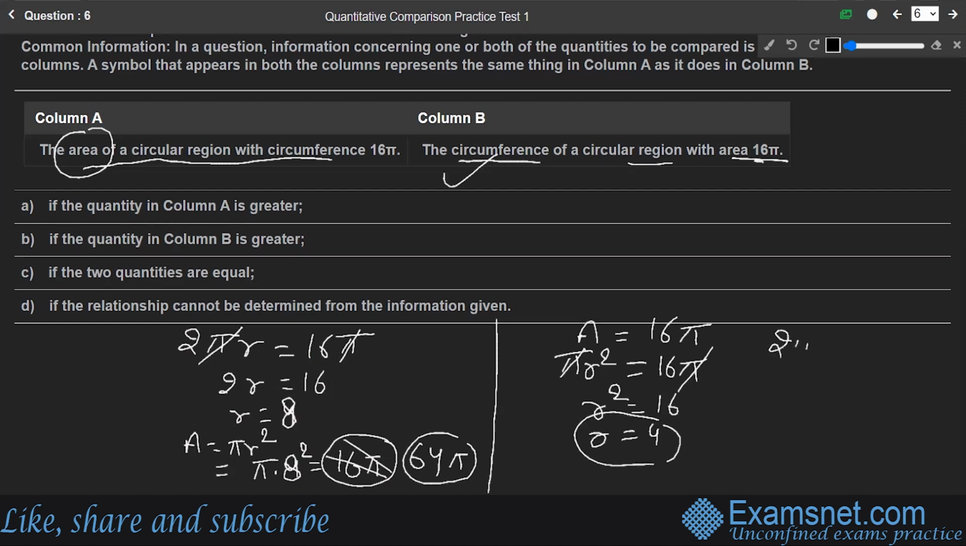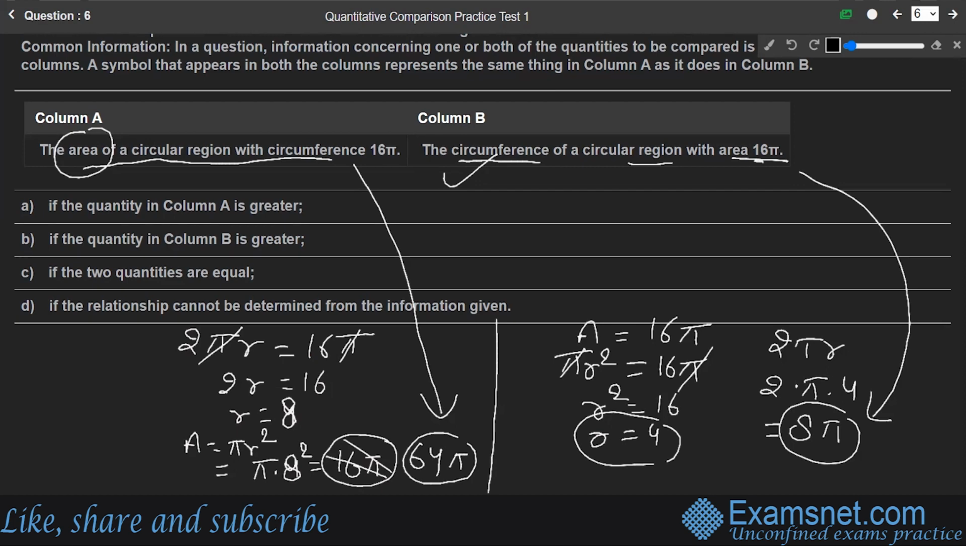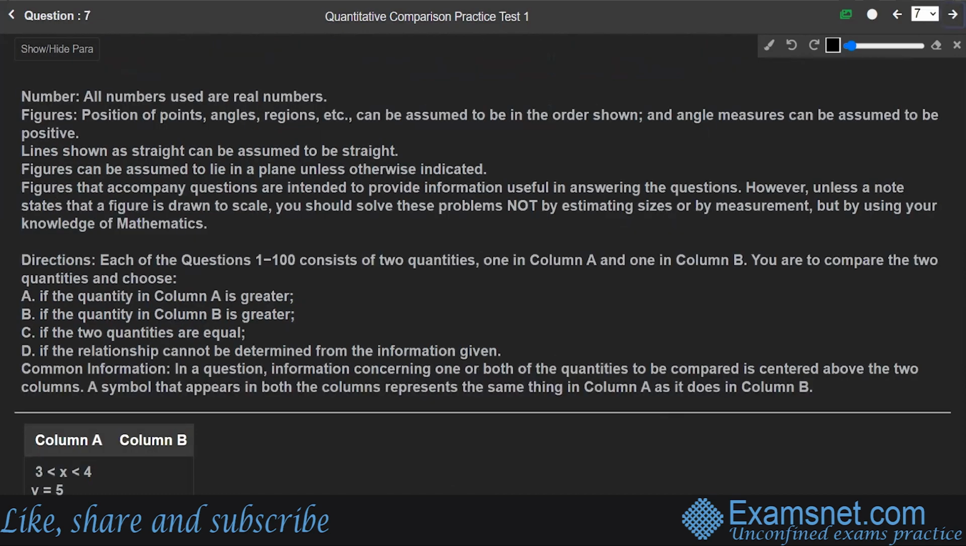Circumference of a circle is given by 2 pi r. So 2 into pi remains as it is, into R value 4. So that becomes how much? That becomes 8 pi. So in column B, we are getting the value as 8 pi. In column A, we are getting the value of 64 pi. Which is bigger? Obviously 64 pi is bigger. So that is option A. The quantity in column A is greater, which becomes the right answer.